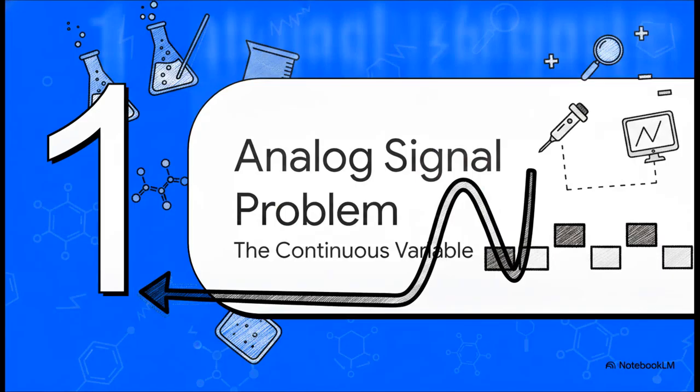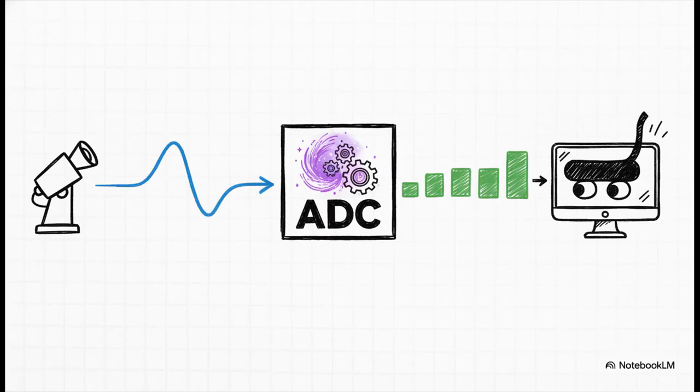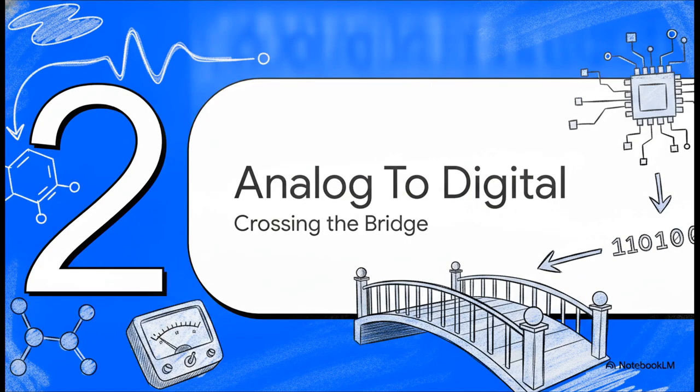Okay, section 1, the analog signal problem. Whenever a chemical reaction takes place, say inside a chromatograph, the output from the detector is a continuous, low-level analog voltage. We're talking microvolts or millivolts here. The tricky part is that this continuous signal has to be intercepted and translated before a microcomputer can do anything with it. If we don't translate it, the computer is basically completely blind to the chemistry happening right in front of it.